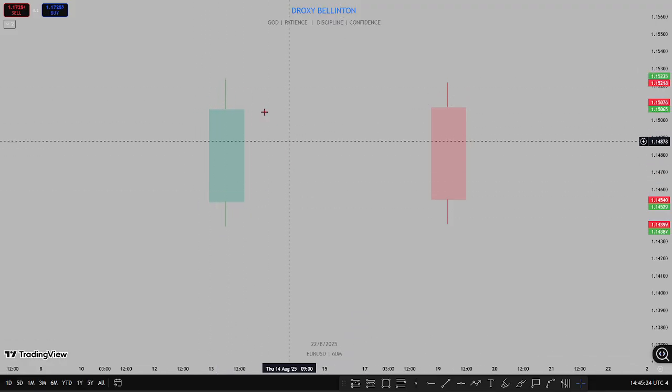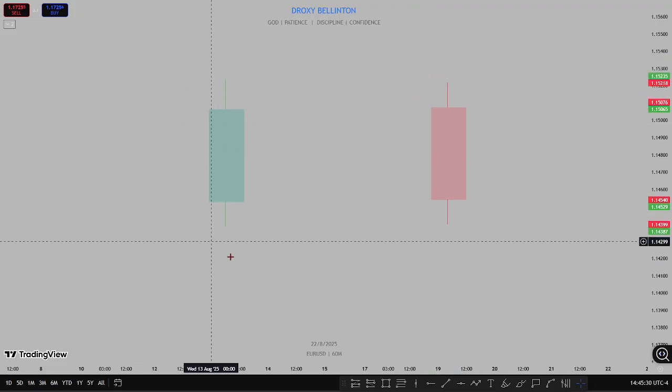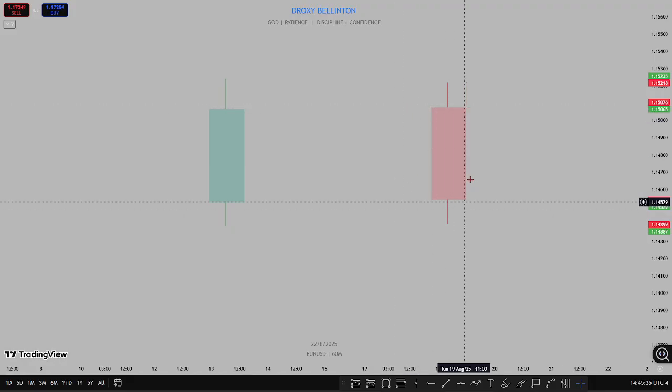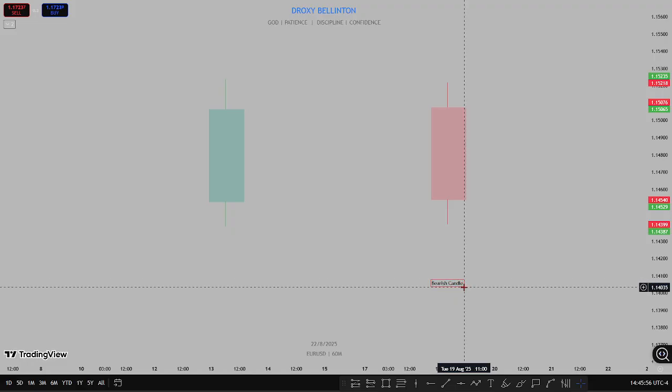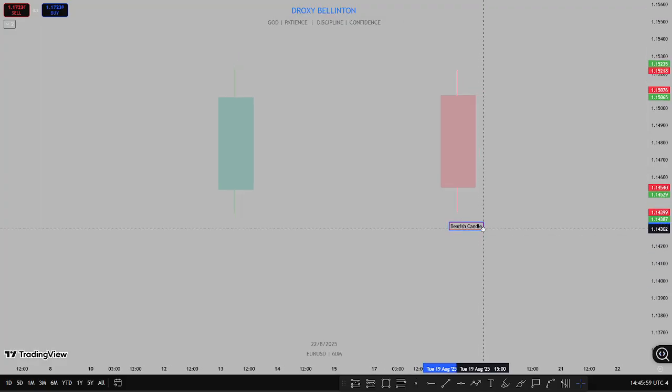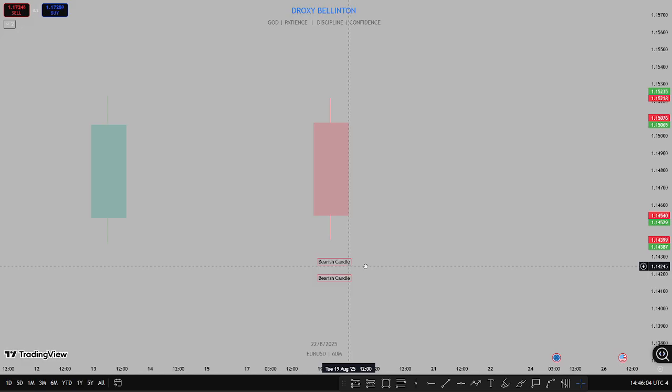This is called a bullish candle, and this one is called a bearish candle. This one signifies upper prices, bullish prices. This one signifies lower prices, bearish prices. So this is a bearish candle, and this is a bullish candle.